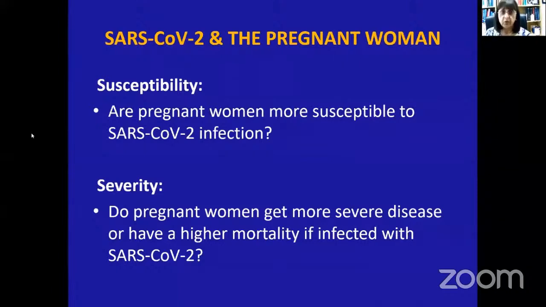Now, how does SARS-CoV-2 affect the pregnant woman? The susceptibility question comes up. Are pregnant women more susceptible to SARS-CoV-2 infection? I hope to answer that in the next few slides. And the severity question comes up. Do pregnant women get more severe disease or have a higher mortality if infected with SARS-CoV-2?